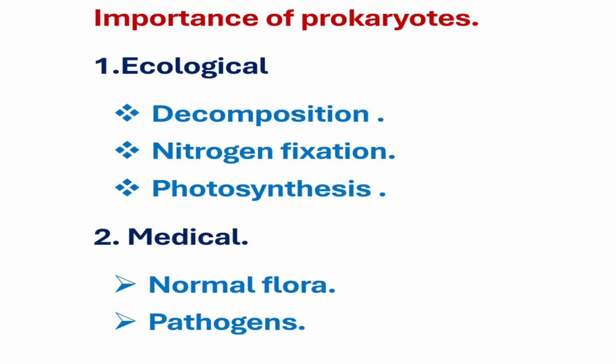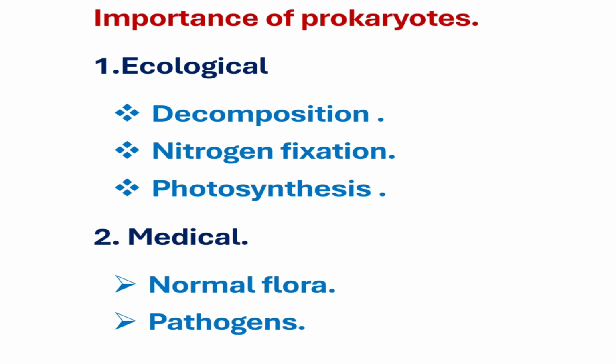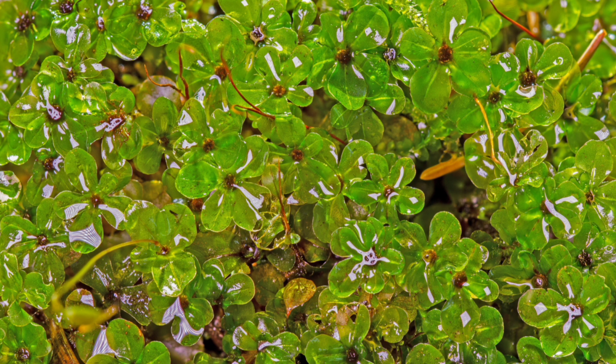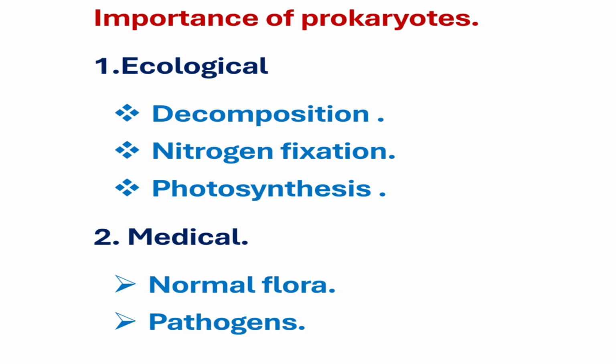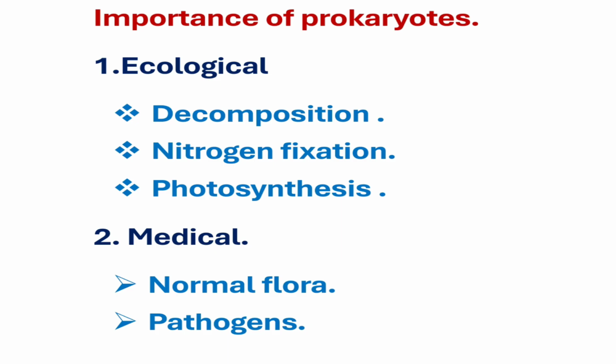Ecologically, prokaryotes are decomposers. They break down dead organisms and wastes, recycling nutrients like nitrogen and carbon into the ecosystem. Nitrogen fixation. Certain bacteria like Rhizobium convert atmospheric nitrogen into forms plants can use, which is essential for plant growth. Photosynthesis. Cyanobacteria produce oxygen during photosynthesis and are primary producers in ecosystems, so they make their own food.